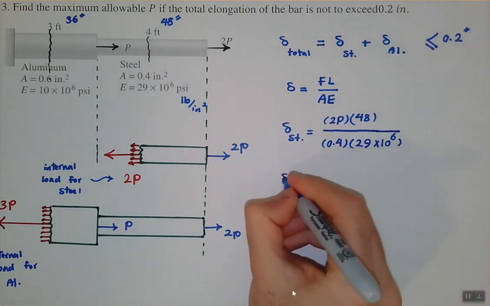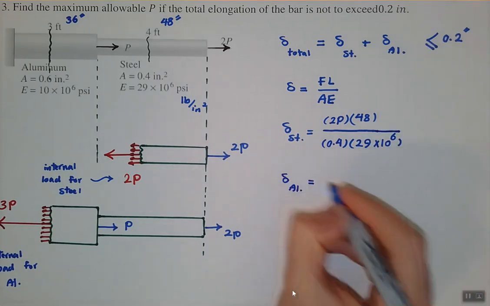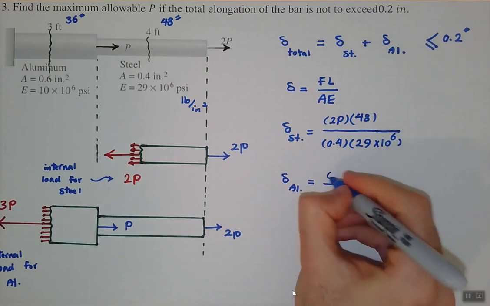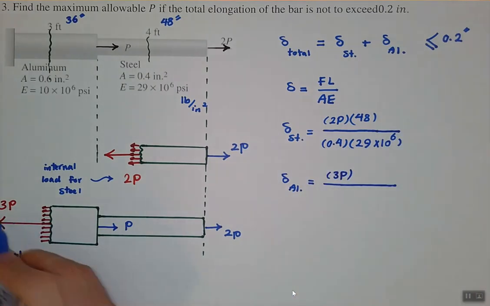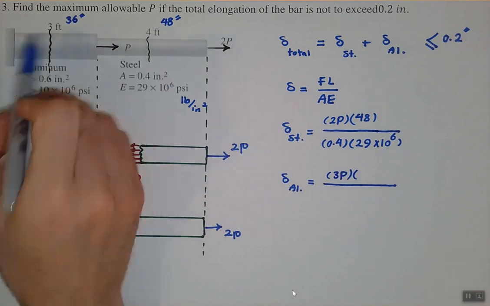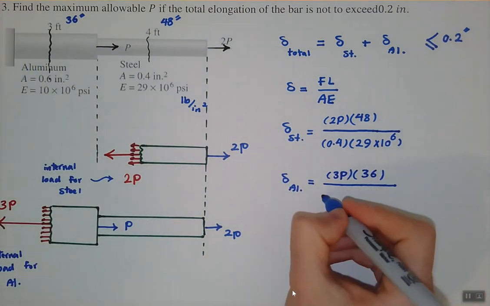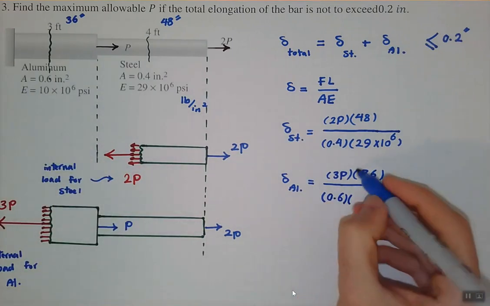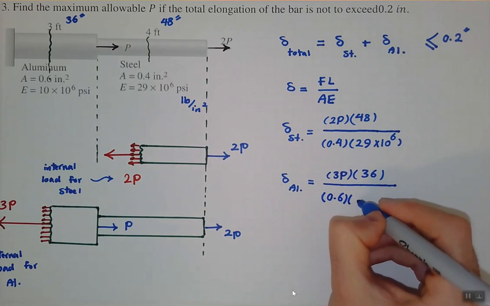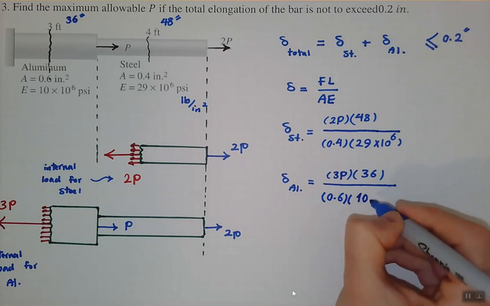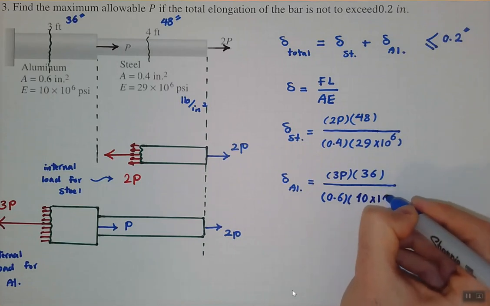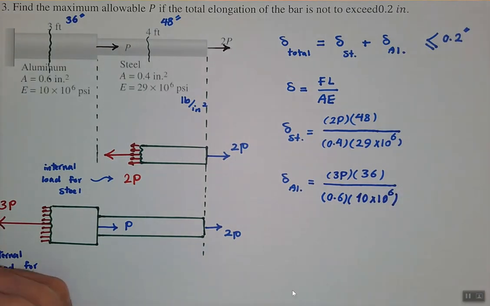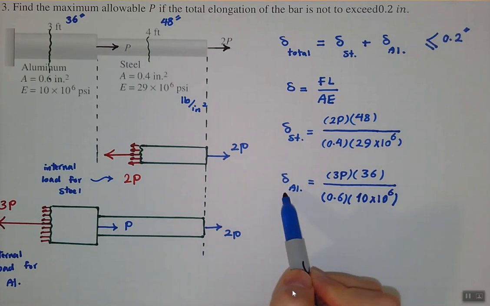I do the same for the aluminum portion. Delta for aluminum, so the load is 3P, right? We just found the load is 3P. The length is 36 inches. The area is 0.6, and we notice that the modulus of elasticity for aluminum is less than steel, which makes sense because aluminum is a softer material. So we have delta steel, we have delta aluminum.